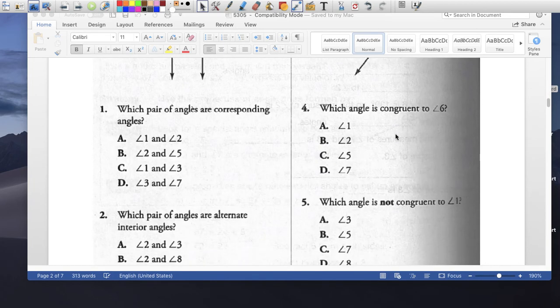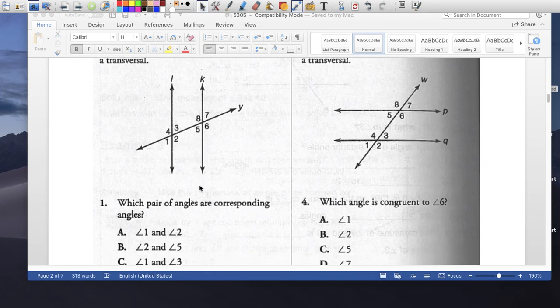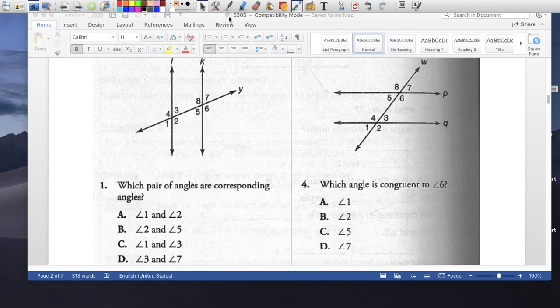And then I'm going to read the question and keep the picture here. Number 2 says, which pair of angles are alternate interior? So who's your alternate interior? Your alternate interior is this, 3 and 5, or 8 and 2. Those are your alternate interior. So the correct answer would be 2 and 3, no, 2 and 8. 2 and 8, letter B. So for number 2, it's letter B.